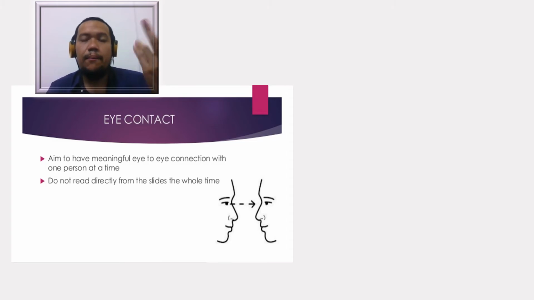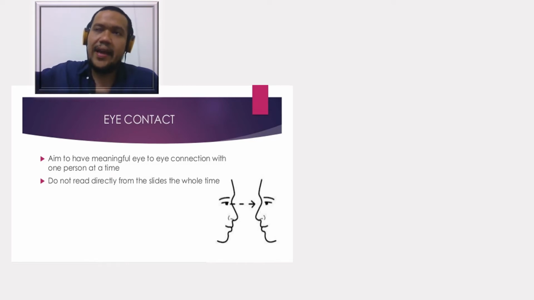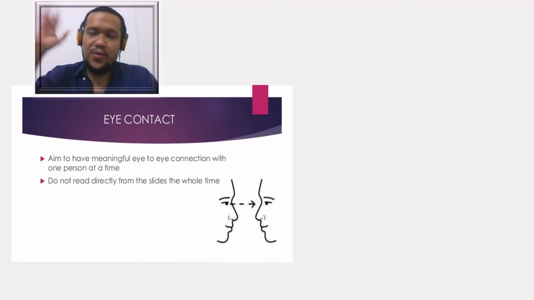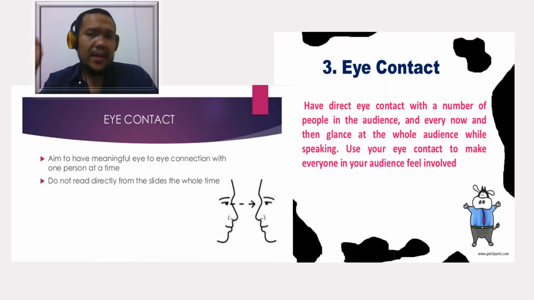Most of the time, when the speaker has a PowerPoint slide, they just read from the slide and show their back to the audience, so you don't have any eye connection. The best thing is to have direct eye contact with a number of people in the audience, and every now and then glance at the whole audience while speaking. Use your eye contact to make everyone in your audience feel involved.